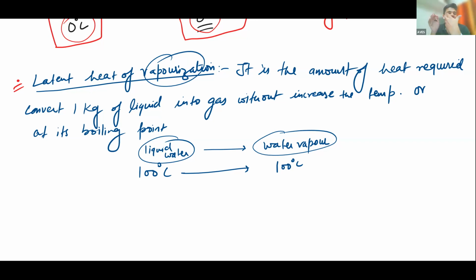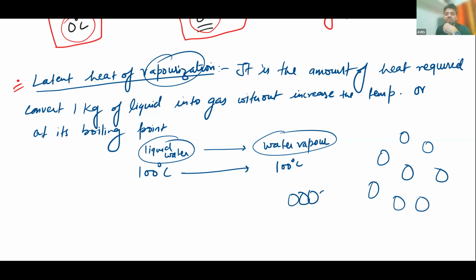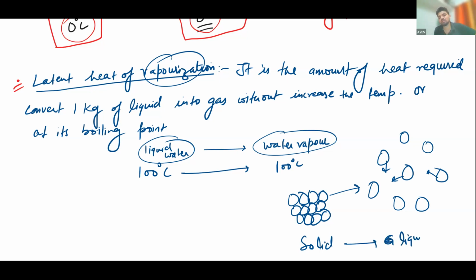So the heat goes in decreasing the force of attraction. And how can the force of attraction be decreased? By making the particles movable. How can the particles become movable? If they are tightly packed, how can they move? When you increase the kinetic energy. So when you increase the kinetic energy, the particles can move freely. So what we do here is, when we are changing solid into liquid or gas, we are increasing the kinetic energy of the particles.